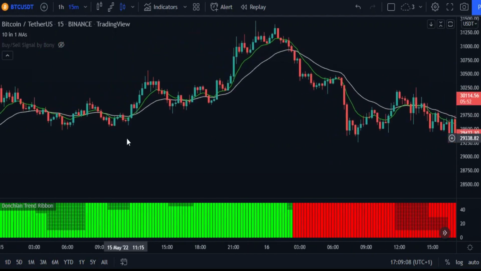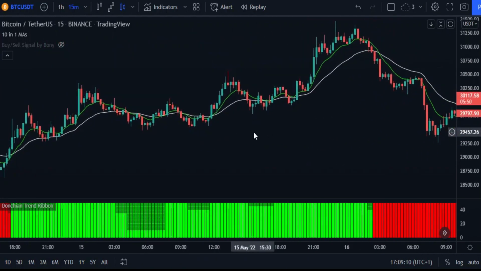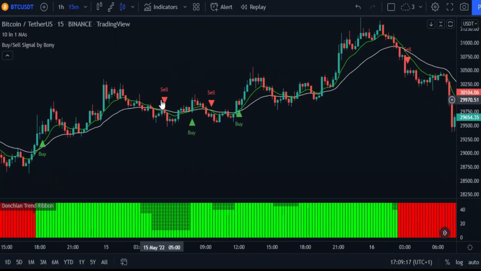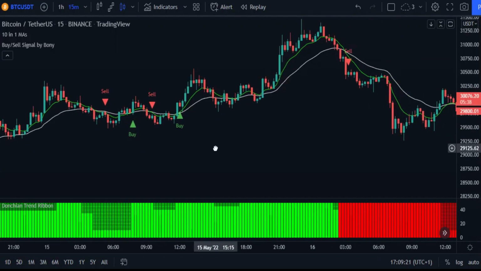Let's try to understand this more by applying a more straightforward indicator, and let it be the buy-sell indicator, which is coded by BONI. Here we see that the BONI indicator has given a sell signal, but by looking at the filter, we find the opposite, so this signal is considered a false signal.